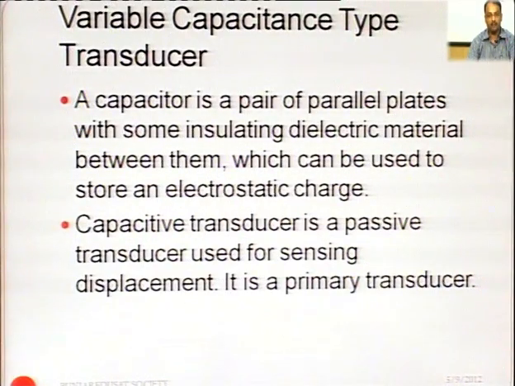Capacitive transducer is a passive transducer. They are passive transducers used for sensing displacement, and they are also primary transducers. Since they are passive, they need an external supply.